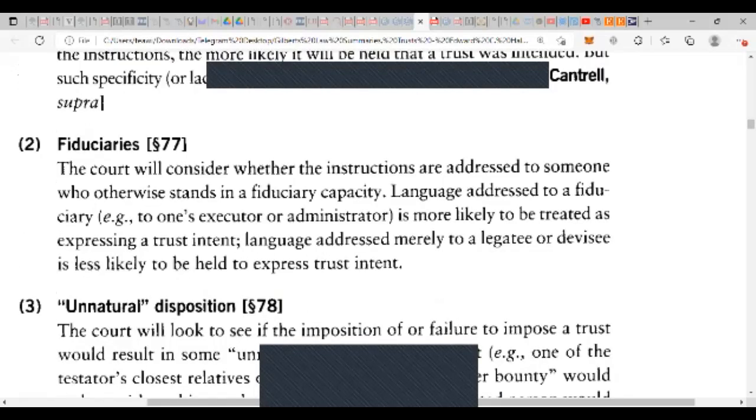Number two, fiduciary, Section 77. The court will consider whether the instructions are addressed to someone who otherwise stands in a fiduciary capacity. Language addressed to a fiduciary, such as to one's executor or administrator, is more likely to be treated as expressing a trust intent. Language addressed merely to a legatee or devisee is less likely to be held to express trust intent.